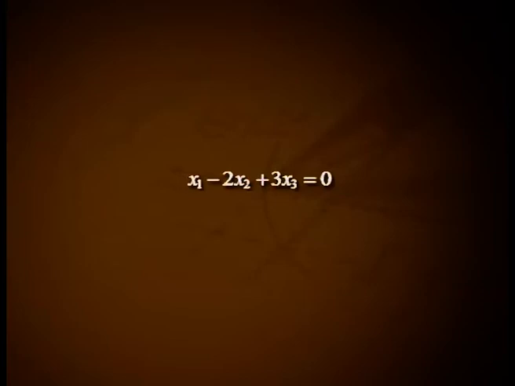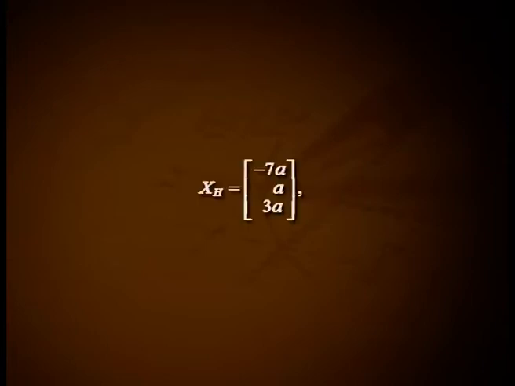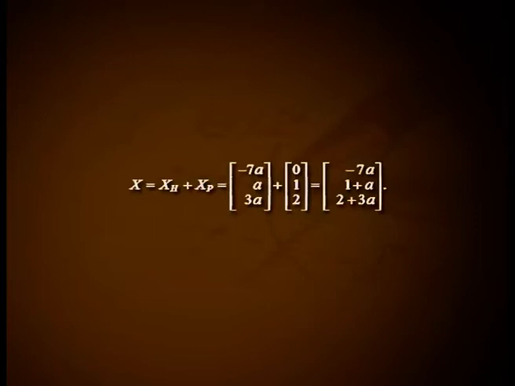It can be seen that the complete solution of the corresponding homogeneous system x1 minus 2x2 plus 3x3 is equal to 0, x1 plus x2 plus 2x3 is equal to 0 is xh is equal to the column matrix [-7a, a, 3a], where a is an arbitrary real number. Hence, the complete solution of the given non-homogeneous system is x is equal to xh plus xp, which is equal to [-7a, a, 3a] plus [0, 1, 2], which is equal to [-7a, 1 plus a, 2 plus 3a].